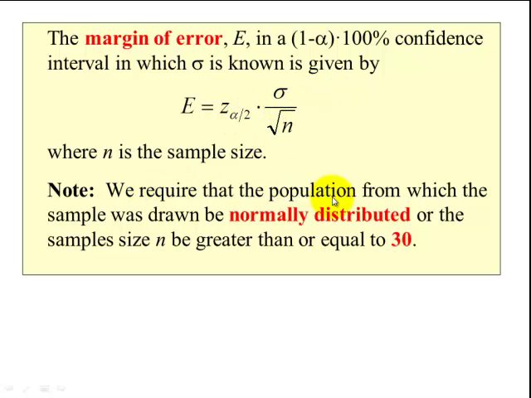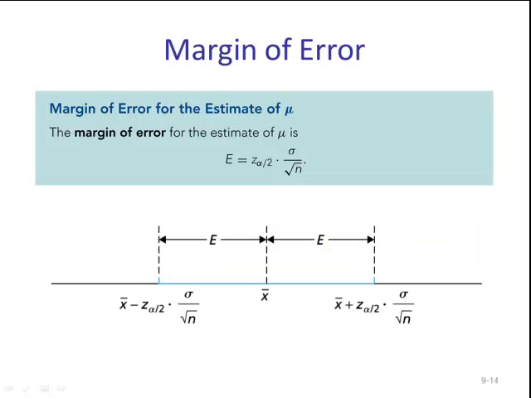This is assuming that the population from which the sample was drawn is normally distributed, or the sample size n is greater than or equal to 30. Here's a visual for the margin of error. Here's our x bar. If we take x bar minus our margin of error, we get our lower limit. And if we take x bar plus our margin of error, we get our upper limit.